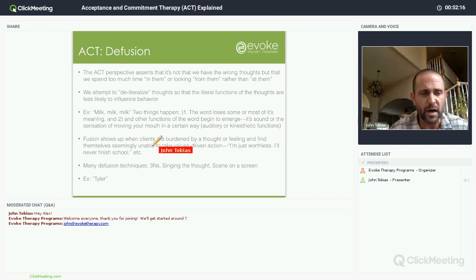This last technique, scene on a screen, is very common in the ACT tradition. Many people use it. Many authors have written about it. And I think it's best explained by a client that I had and some work that he did. So I'll go through this pretty quickly.